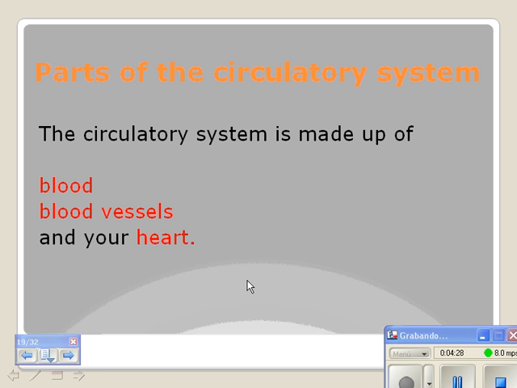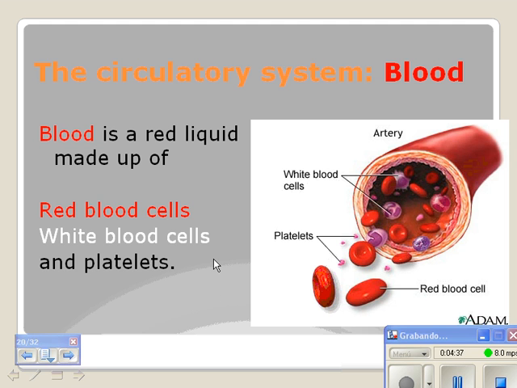Parts of the circulatory system. The circulatory system is made up of blood, blood vessels, and your heart. Blood. Blood is a red liquid made up of red blood cells, white blood cells, and platelets.